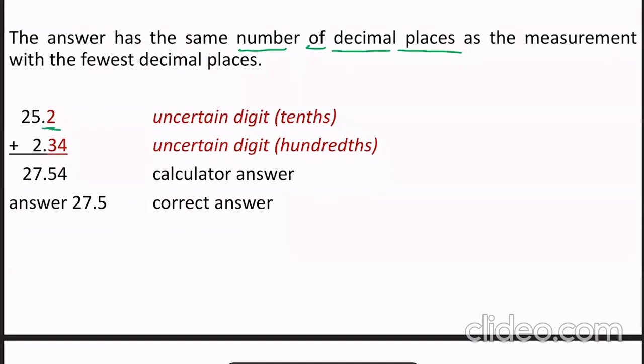1 past the decimal. 2 past the decimal. My answer has to be 1 past the decimal. I know that there's 3 here, and 3 here, and 3 here, and that's a happy coincidence. But we don't go by the number of significant figures.